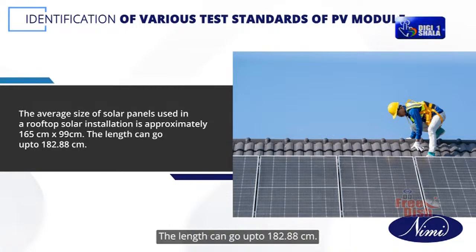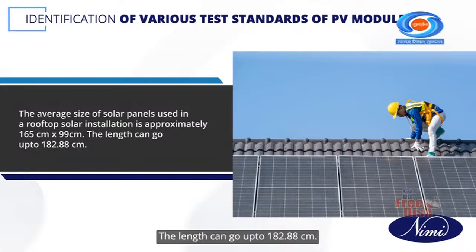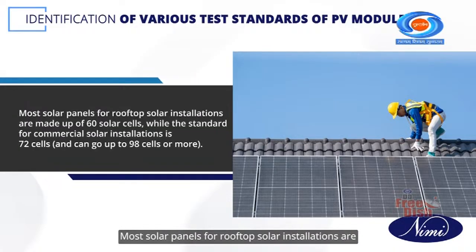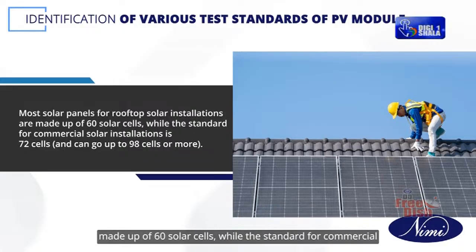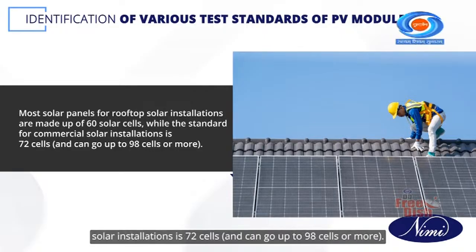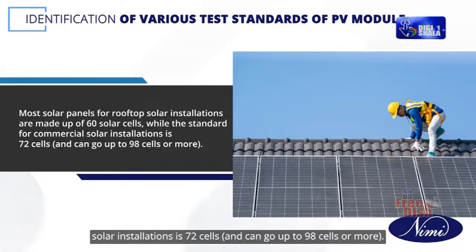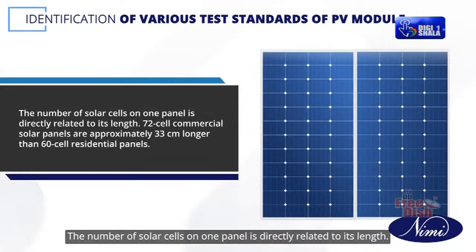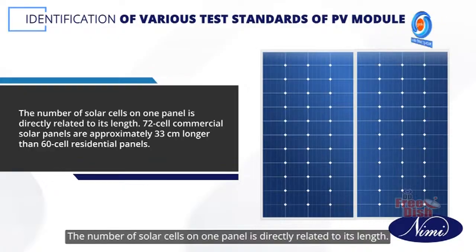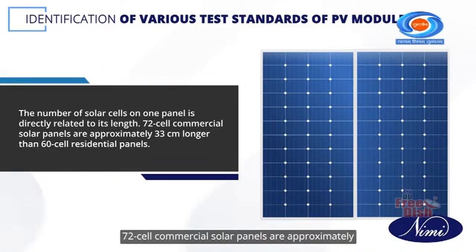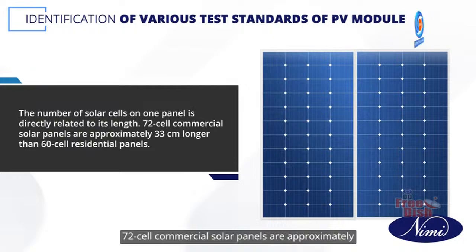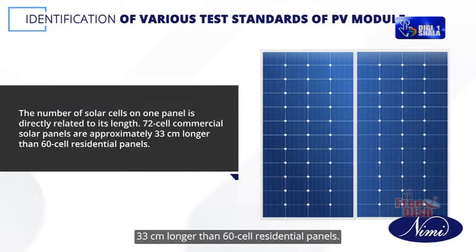The average size of solar panels used in a rooftop solar installation is approximately 165 cm by 99 cm. The length can go up to 182.88 cm. Most solar panels for rooftop solar installations are made up of 60 solar cells, while the standard for commercial solar installations is 72 cells and can go up to 98 cells or more. The number of solar cells on one panel is directly related to its length. 72 cell commercial solar panels are approximately 33 cm longer than 60 cell residential panels.